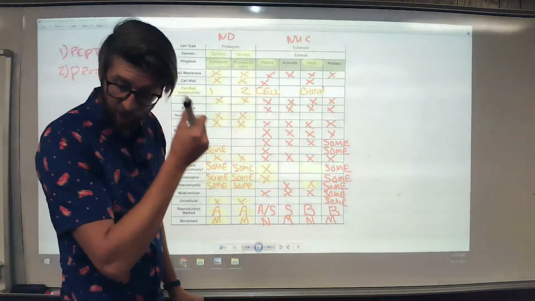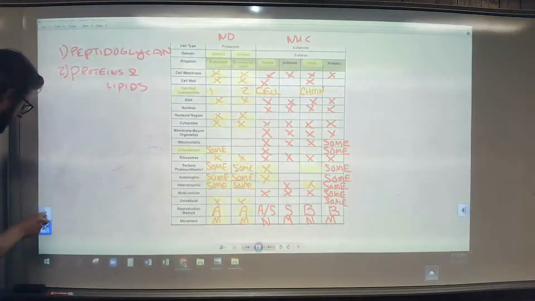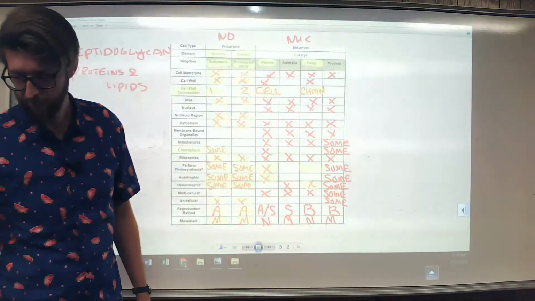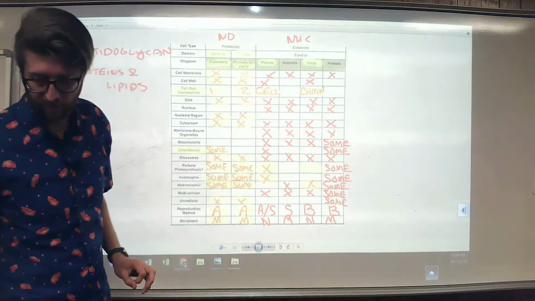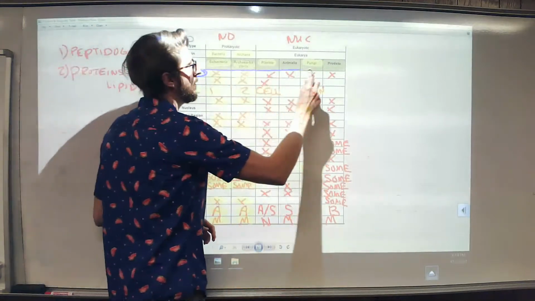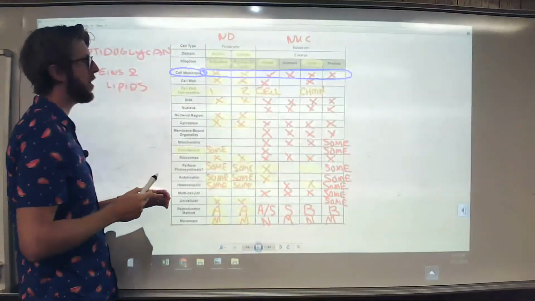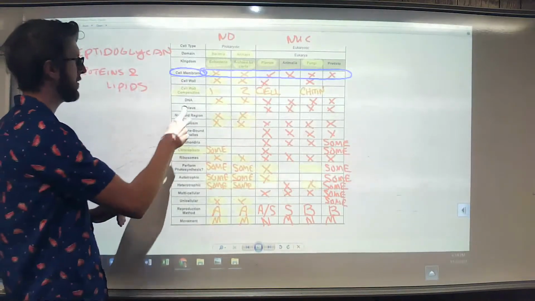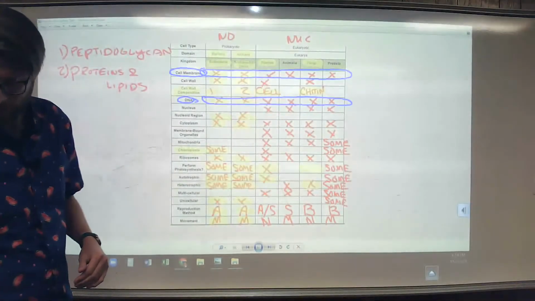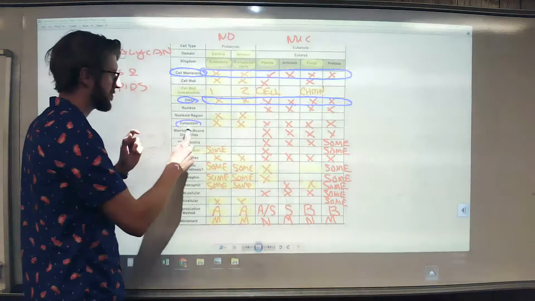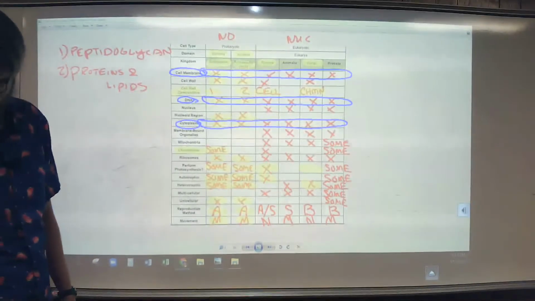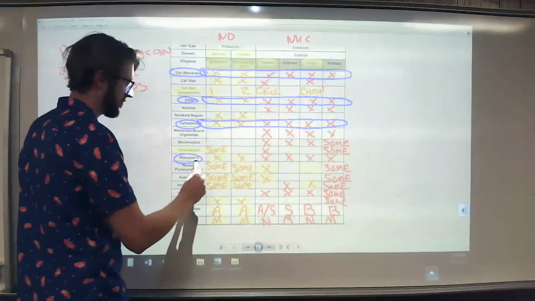Now let's look at the things that all cells have. So I'm going to go through and I'm going to circle in blue the things that all cells have. There are four things that all cells have. All cells have a cell membrane, right? Okay. All cells have DNA. You can see that here. Okay. All cells have cytoplasm. And all cells have ribosomes.